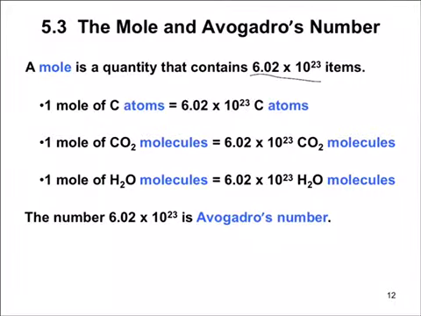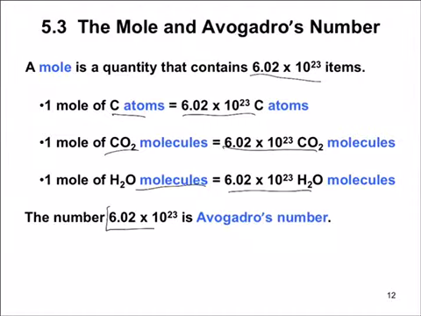If I have 1 mole of chickens, that's 6.02 times 10 to the 23rd chickens. If I've got 1 mole of eggs, that's 6.02 times 10 to the 23rd eggs. So you can see that it's the same as a dozen. It's not numerically the same, but the concept is the same. So, 1 mole of carbon atoms is 6.02 times 10 to the 23rd carbon atoms. 1 mole of carbon dioxide molecules is 6.02 times 10 to the 23rd CO2 molecules. 1 mole of water molecules is 6.02 times 10 to the 23rd water molecules.